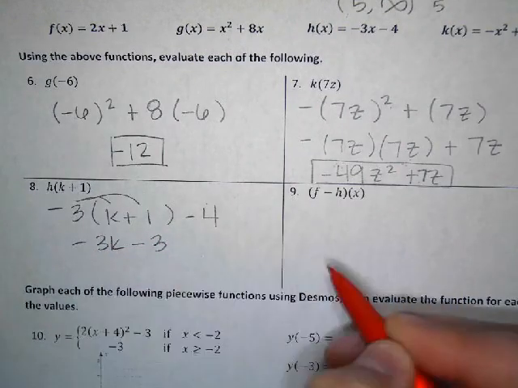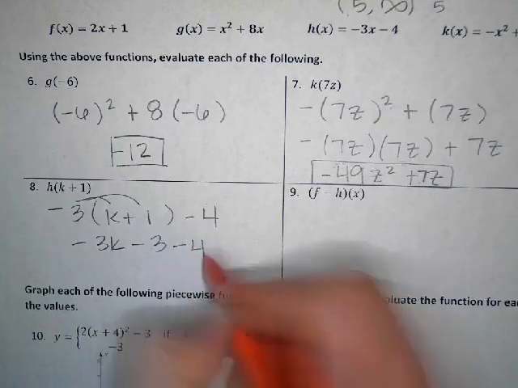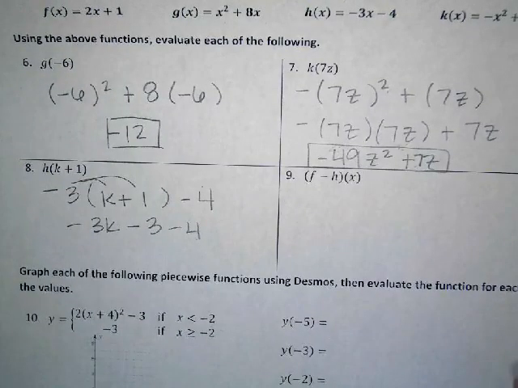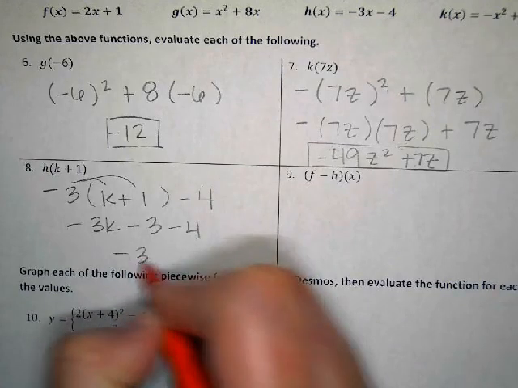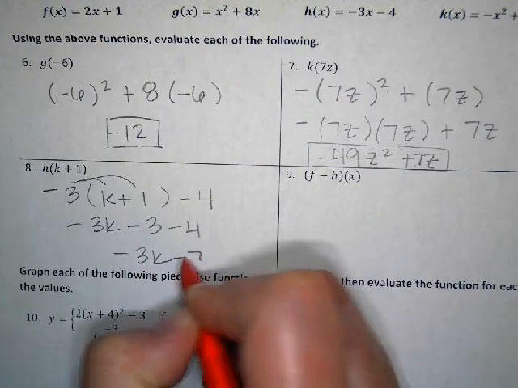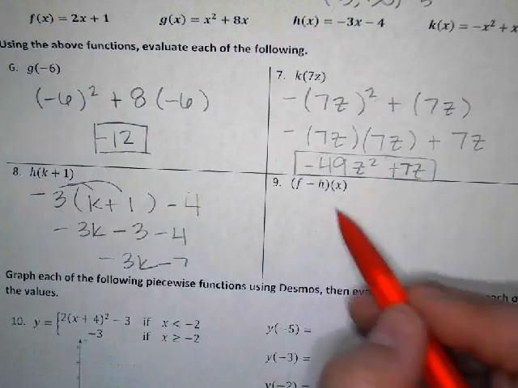Minus 3, and then I keep the negative 4. And so what is my answer? Negative 3k minus 7. Perfect. Okay. And then over here, what are they asking me to do?